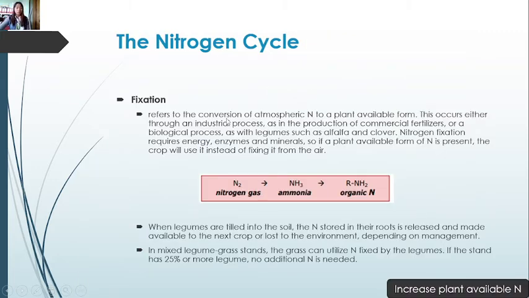Okay, so again, the fixation, memorize this, all the processes that are involved in the nitrogen cycle. So fixation is the conversion of nitrogen gas into a plant available form. Okay, so dinitrogen to available form. And so just read, okay, industrial or biological process. We have just discussed this.